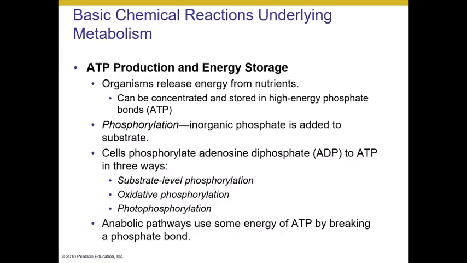Microbes break down nutrients and store energy in the bonds of ATP. ATP is like a rechargeable battery, ready to power growth and reproduction. To make ATP, they use phosphorylation, adding a phosphate group to ADP. There are 3 ways this happens.